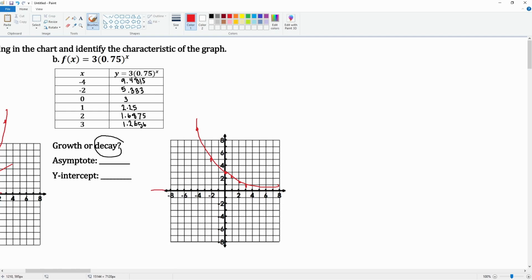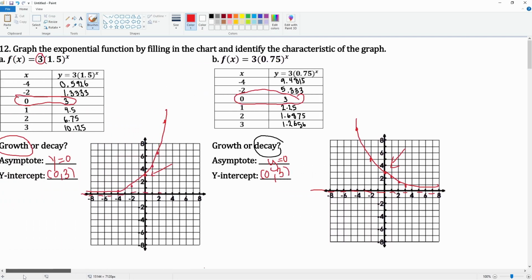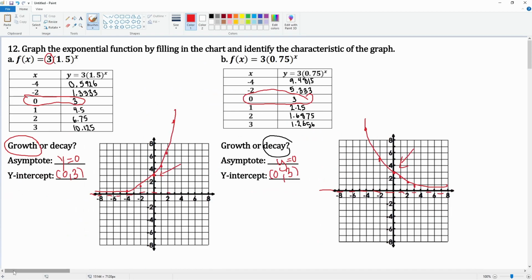The asymptote is right here, so that is y equals 0. The y-intercept here is going to be 0, 3, which is also shown here as well. Right? So there you go. That is how you graph the exponential function.